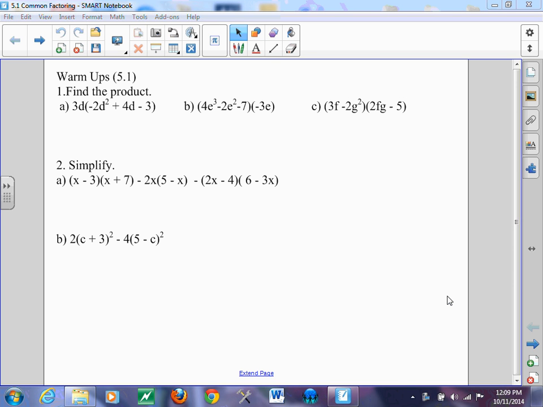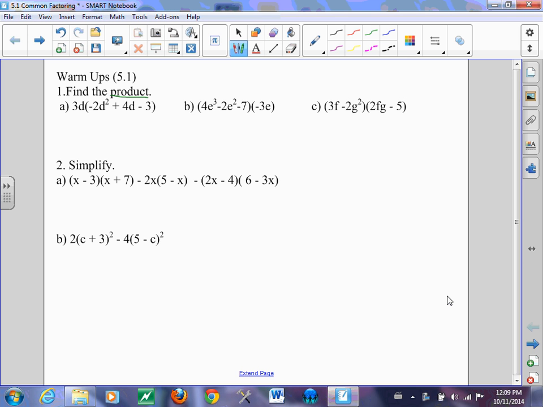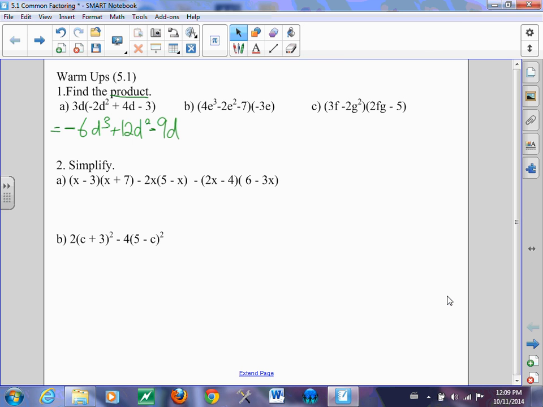Before we get to common factoring, which we did touch base on in grade 9, we're going to just do some warm-ups here on expanding. To find the product means to expand or to multiply. For the first one we use distributive law, and you should end up with negative 6d cubed plus 12d squared minus 9d.